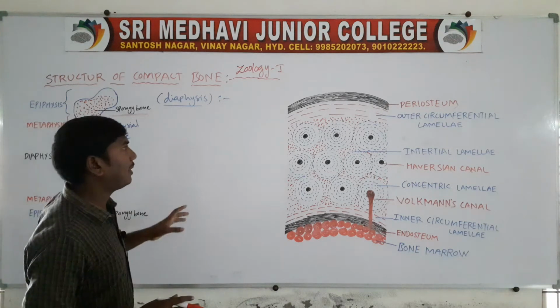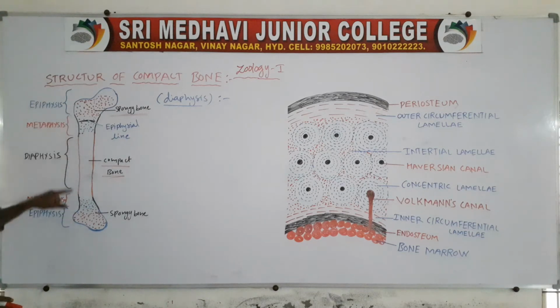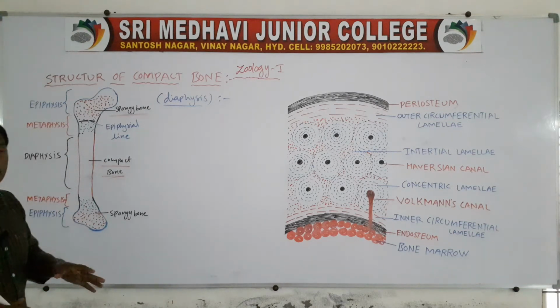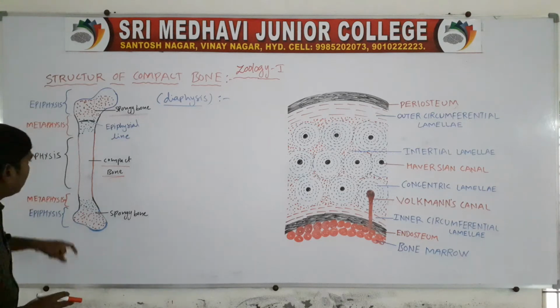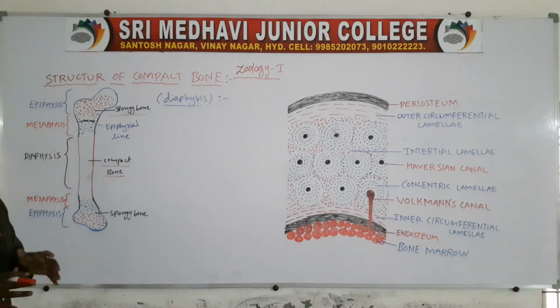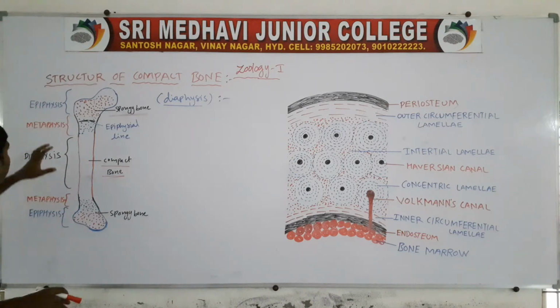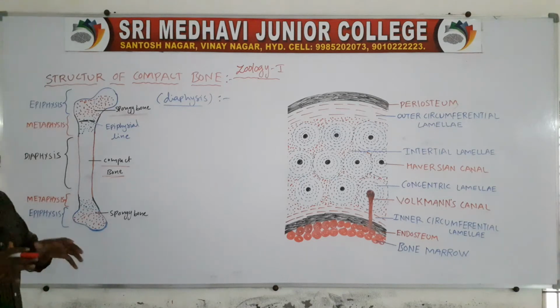So these are long bones. Any long bone has two ends. These ends are called the epiphysis, one end is the epiphysis, and the other end is also an epiphysis. Between the epiphyses is the diaphysis.